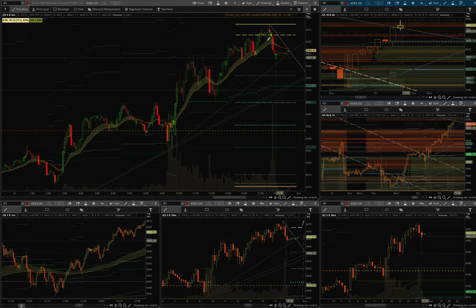The exception though is psych levels. This is why I actually have a psych level study, because 4050 is a level that ends up getting respected. And you can see here that this is not a level that's based on anything else. Here it happens to correlate with a 10 minute 20 EMA, but a lot of that confluence is just sort of false hope. But I do think that this level ended up being a pretty important one.